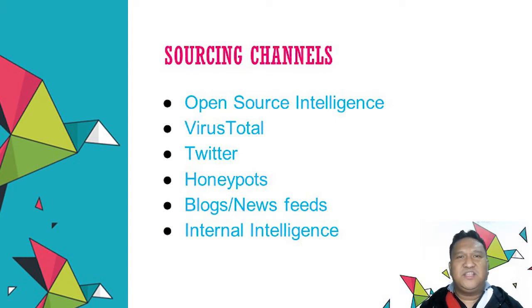So here's a short list of what we're currently using as sourcing channels. Open source intelligence, VirusTotal, Twitter, honeypots, blogs and news feeds, and internal intelligence. Actually, there's a lot more on our list, but most of them fall under the open source intelligence category. VirusTotal could be considered as open source intelligence, but we will be discussing it more since it has more capabilities when using the enterprise version.